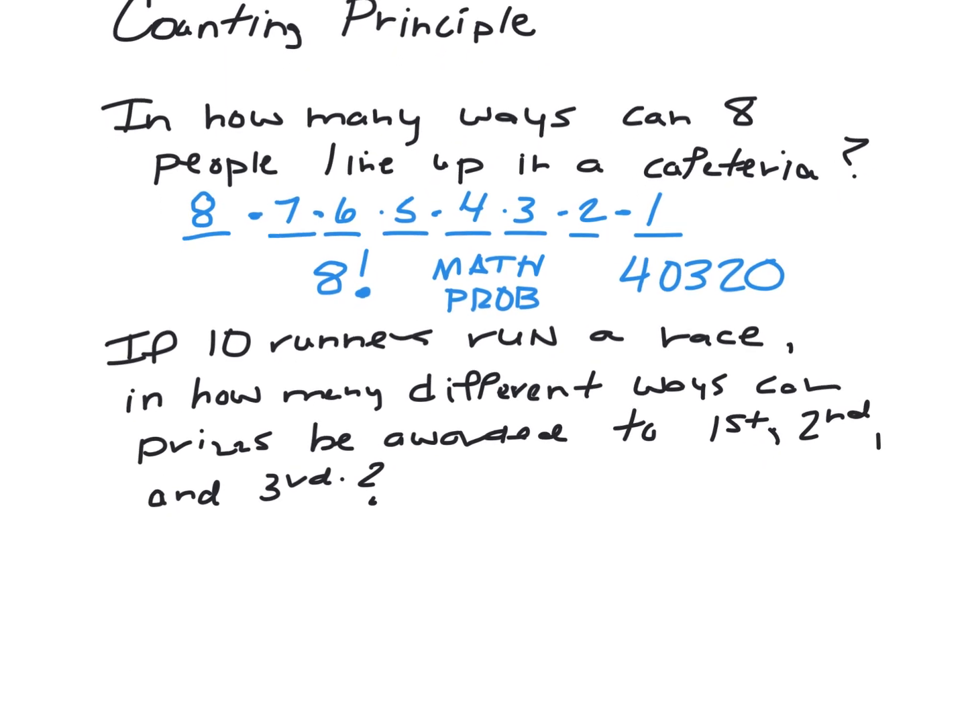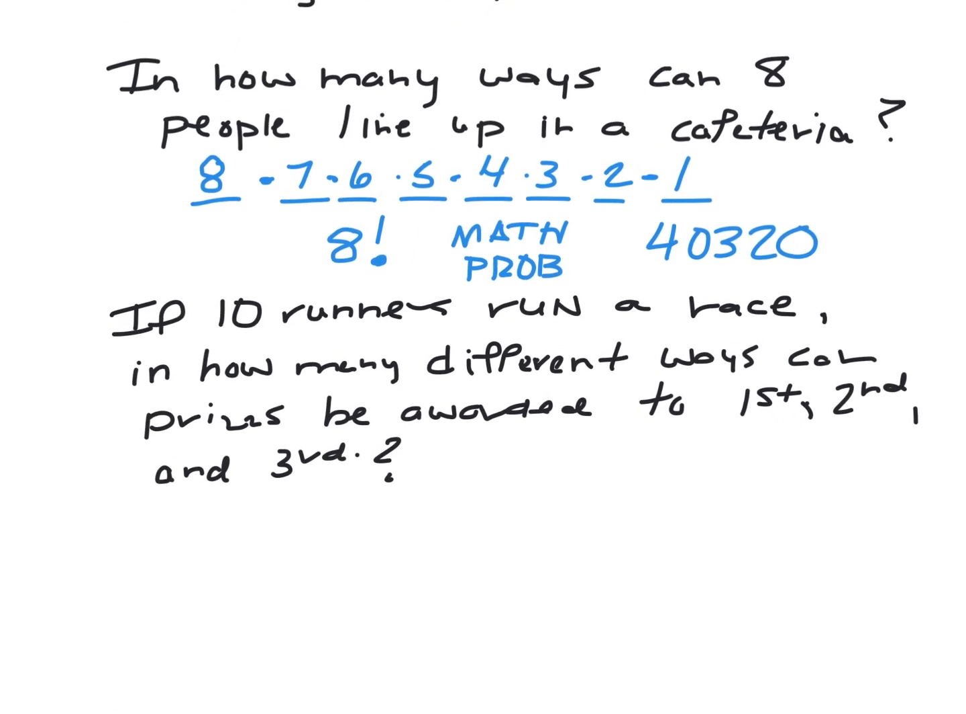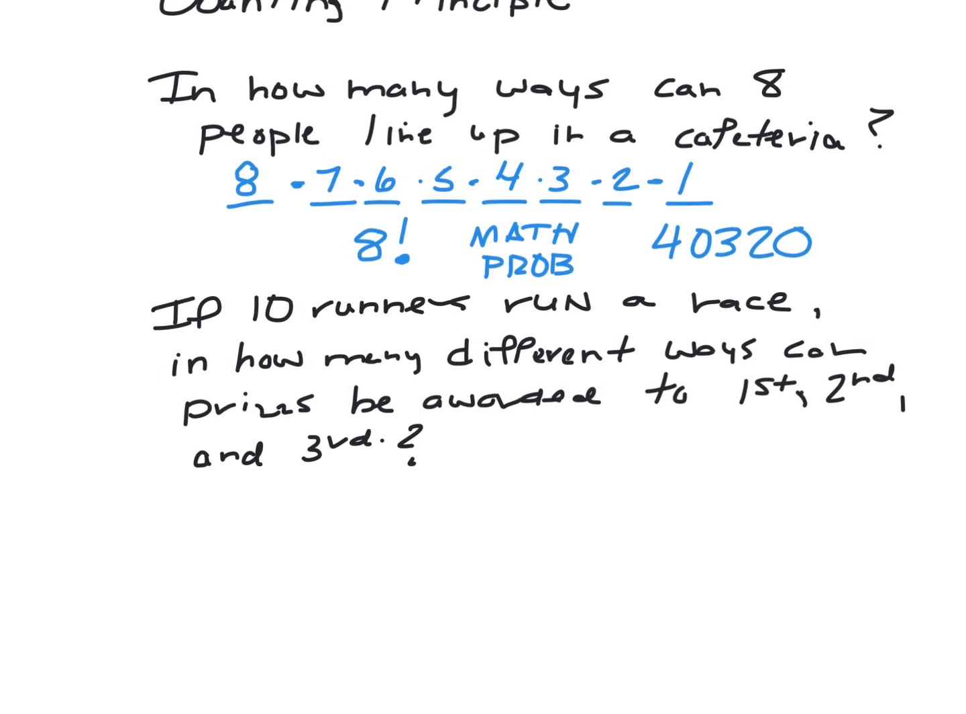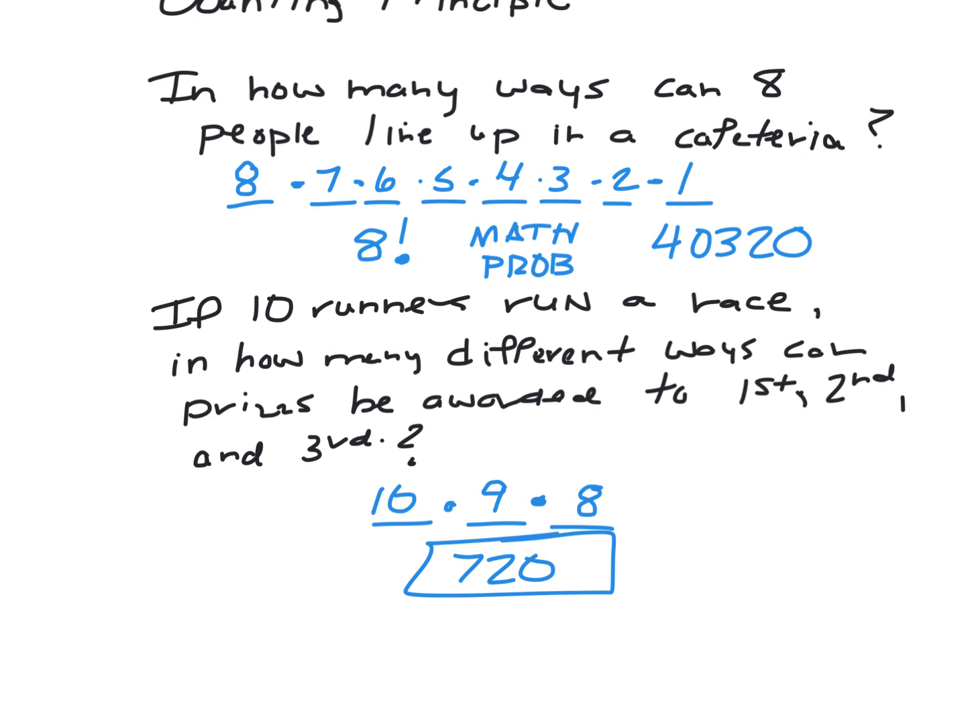Another example of the counting principle: if 10 runners run a race, how many different ways can prizes be awarded to first, second, and third? So we've got to give away that first place medal or trophy. There'd be 10 different people that could win that. Once that's placed, now there's only 9 that can win second, and then there's 8 that can win third. And once again, we would multiply these together. So there'd be 720 different ways of awarding those prizes.